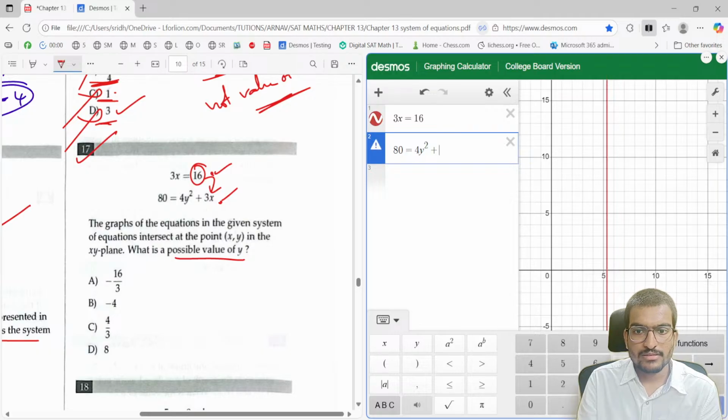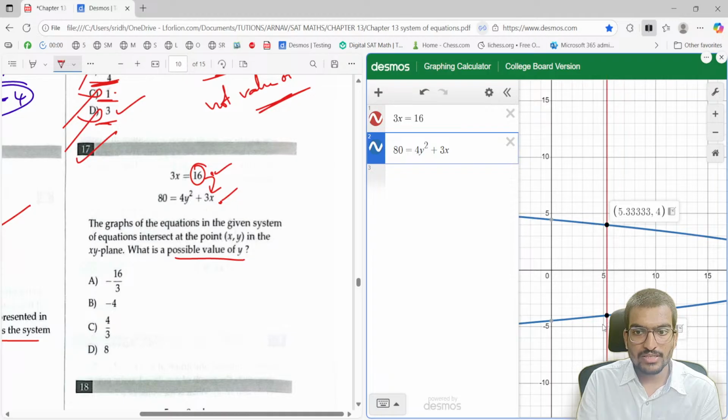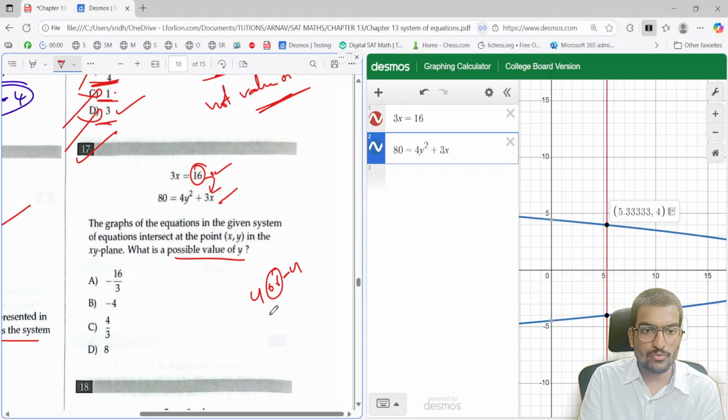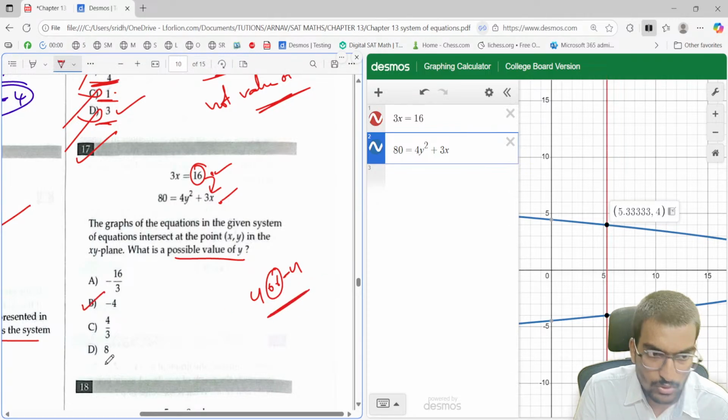Plus 3x. So where they are meeting at this point, we are concerned about y values. It is 4 or -4 we got. We have -4, so we go with option B.